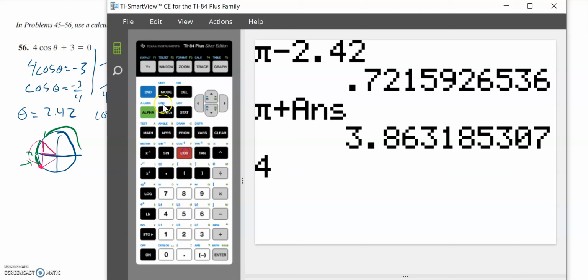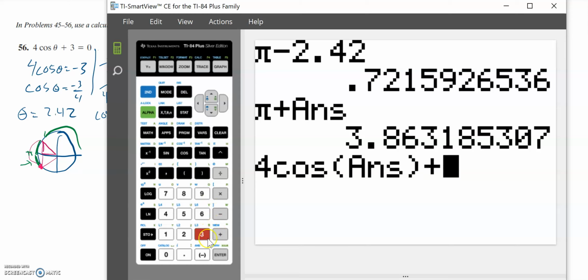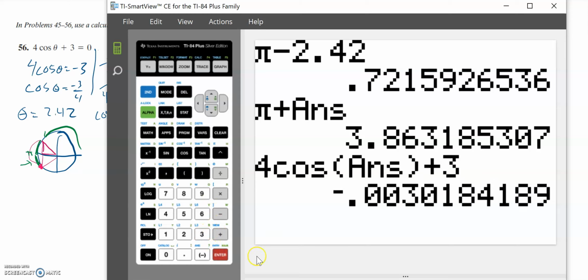4 cosine, again, use the second negative symbol, so it puts the previous answer in there like a variable. And then I'm going to add 3, and this should be 0. Close to 0. Now, why did that not kick out 0 perfectly? Because even this answer up here is an irrational number, and it had to terminate it somewhere, and that's why it's slightly off right here. But that's our 2 answers for this one.